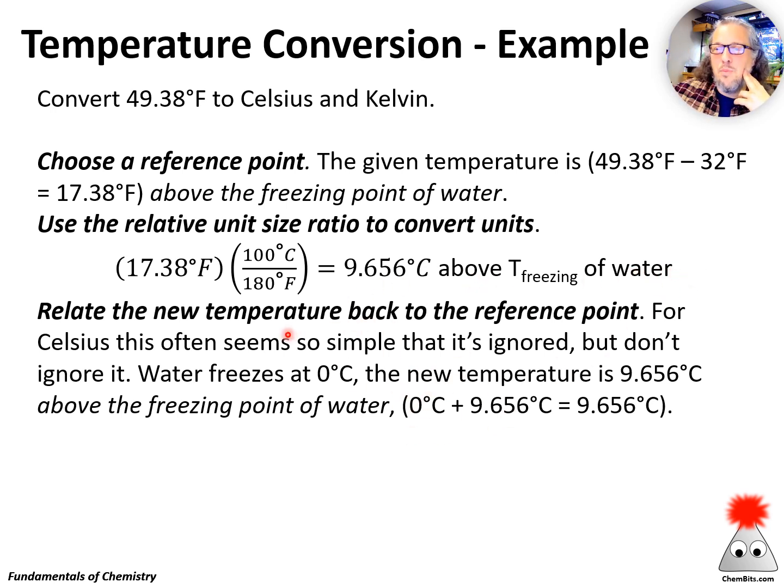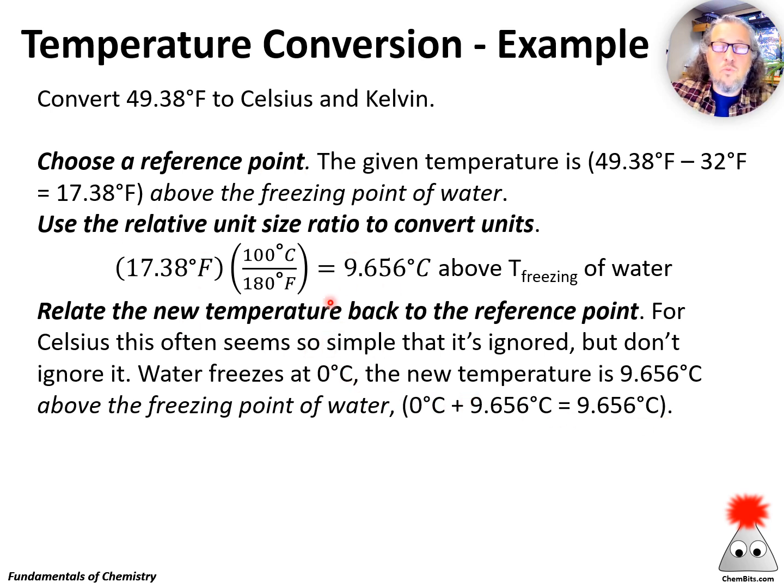So sometimes, people just kind of stop at this step. And if you're going into Celsius, that works. If you're using the freezing point of water, that works. But if you're using any other reference point or any other temperature unit, you can't just stop there, because this is representing a change in temperature. We need to relate that back to our reference point. So 9.656 degrees Celsius above the freezing point of water. So we have to take 0, the freezing point of water, and we are 9.656 above that freezing point. So 9.656 degrees Celsius.